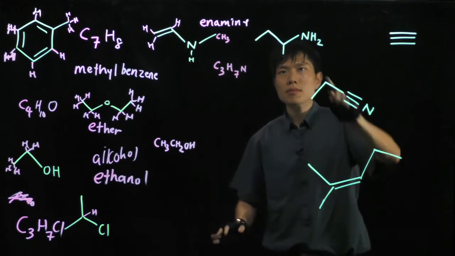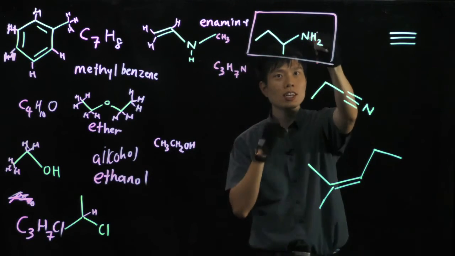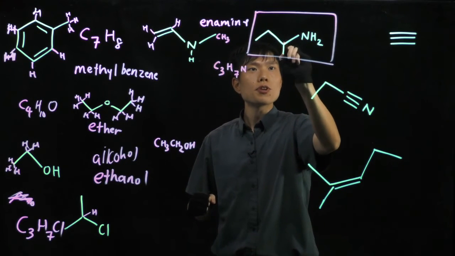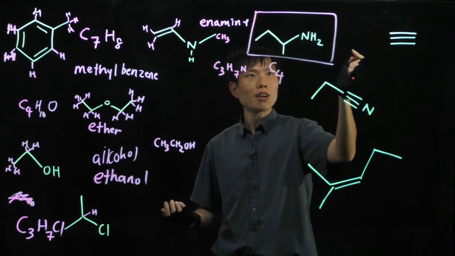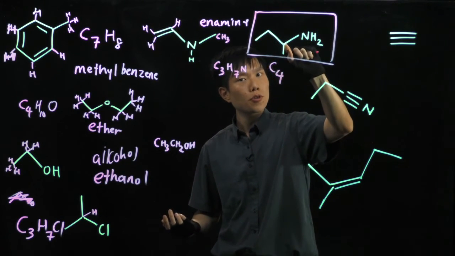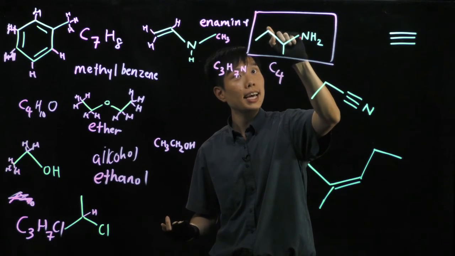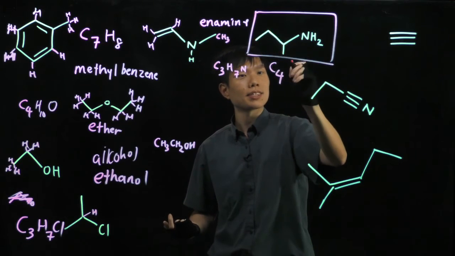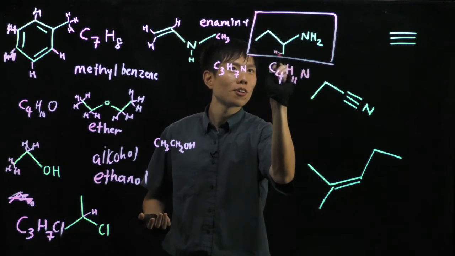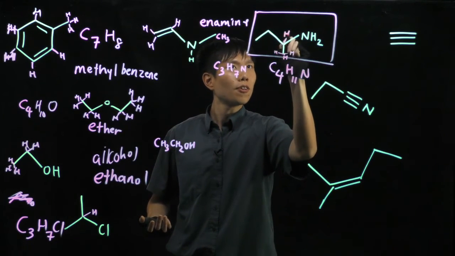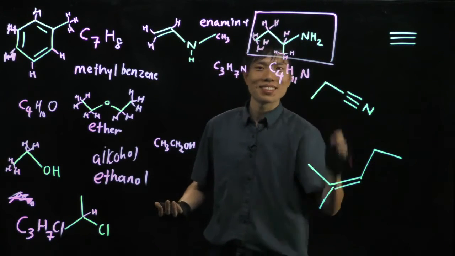Right. For this molecule here, I will box it up. So 1, 2, 3, 4. 4 carbons. How many hydrogens? 1, 2, 3, 4, 5, 6, 7, 8, 9, 10, 11. Hope you're following. If not, I'll just do it quickly for you. 1, 2, 3, 4, 5, 6, 7, 8, 9, 10, 11.